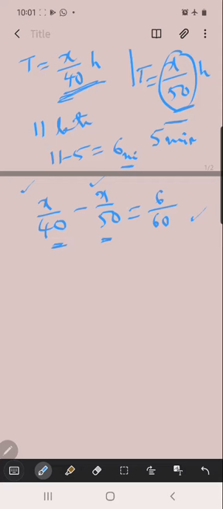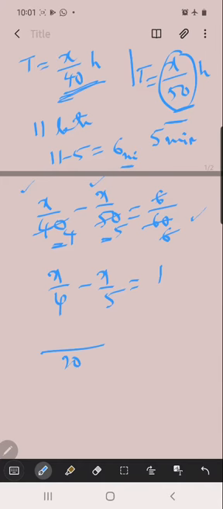Now how to simplify this? By simplifying this equation, we'll get the x value, and if we know the x value, we can find the distance covered by the train. While simplifying, all the denominators we can eliminate by multiplying with 10: 10 4s, 10 5s, 10 6s. And 6 gets cancelled. Finally we got x by 4 minus x by 5 equal to 1. So take the LCM, that is 20. 5 4s are 20. So when multiplying directly by the denominators, just do the cross multiplication.